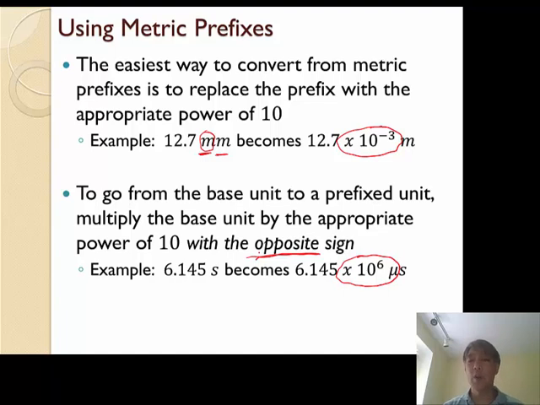So that's how we're going to be using metric prefixes, and the more fluent you get making these conversions, the better off you're going to be. A lot of times students will make mistakes on the test simply because they got the units wrong.